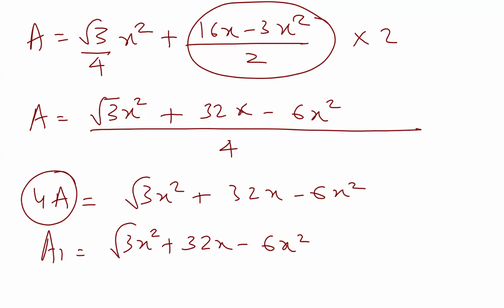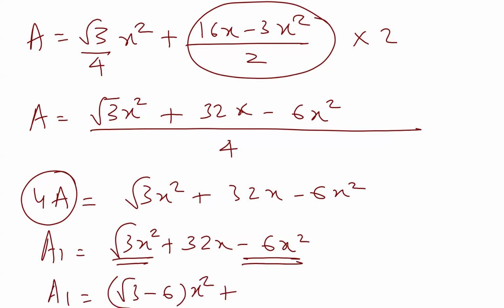One more thing we can do, we can take x square common: root 3 minus 6 x square plus 32x. Okay, so we have arrived at A1. A1 is the simplified form of area, and A1 is equal to 4 times A. So this is A1. Please copy this.